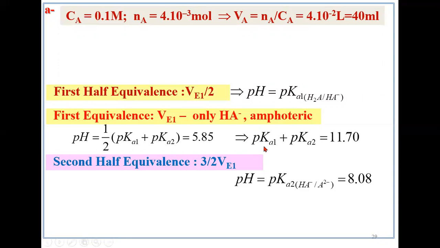So we were given as well the pH at the first equivalence. They told us that the pH at the first equivalence is 11.70. Yeah, they gave us that.